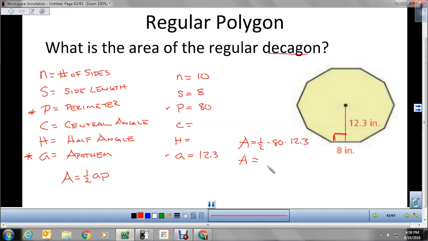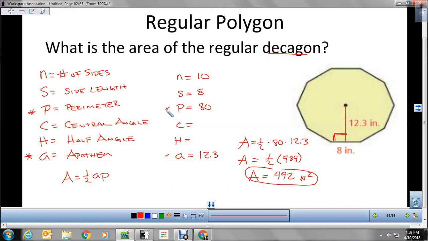for our area is equal to 1/2 of 984, and half of 984 is going to give us 492. Now because this is once again area, this means our units will be inches squared. So we have 492 square inches.